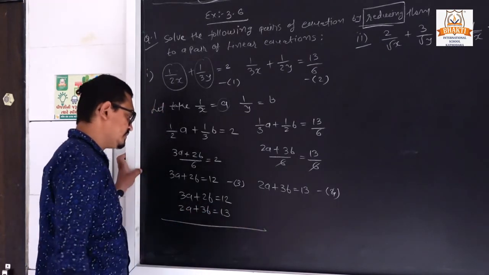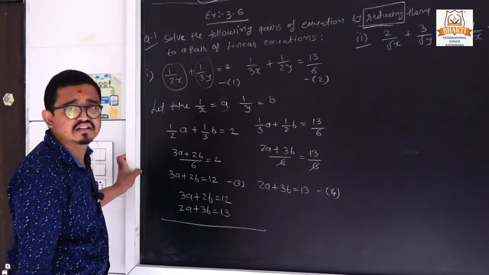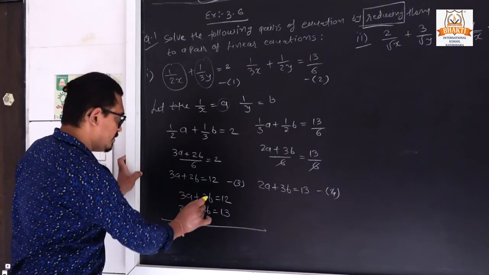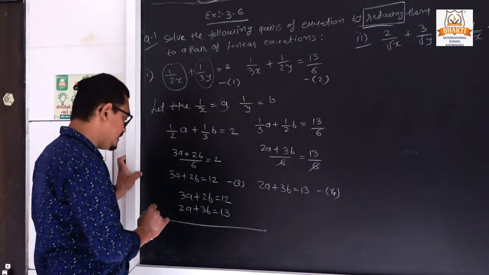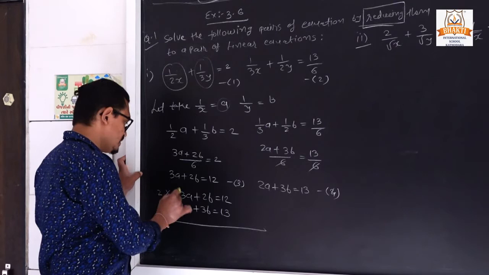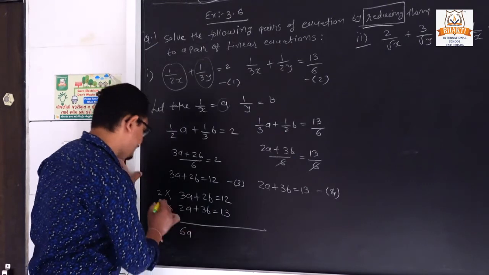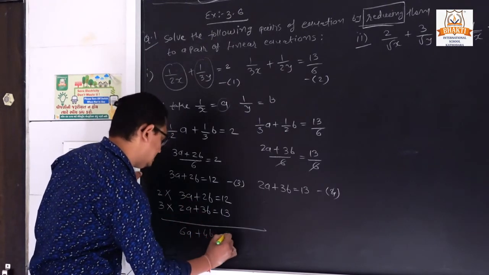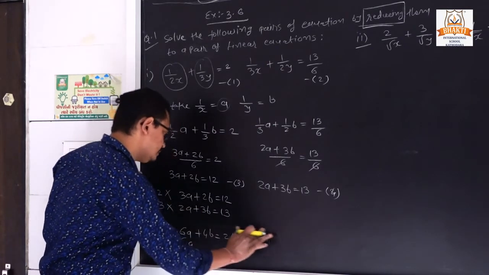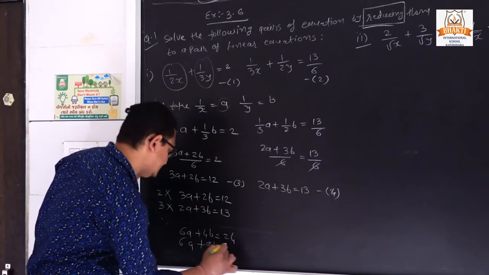Now how can we solve this? By using the elimination or the substitution method. Here we are applying elimination. In elimination we can drop either a or b. So how can we drop a? Multiply the first equation by 2 and the second equation by 3. So 2 threes are 6a, then 4b, 12 twos are 24. 3 twos are 6a, 3 threes are 9b, and 13 threes are 39.